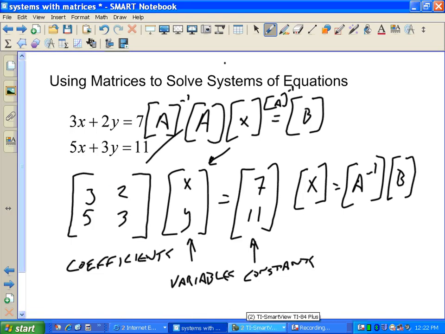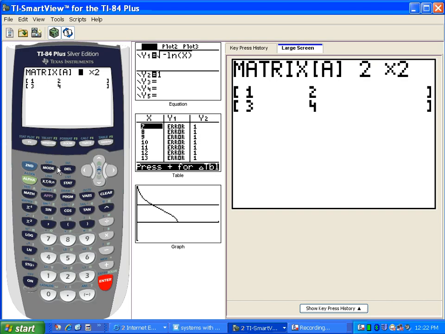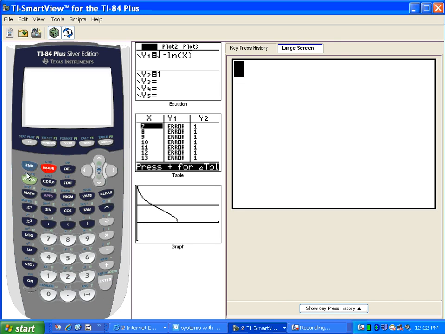All right, so I go back to my calculator. I'm going to call it a 2 by 2 matrix, and I'm going to put the numbers in: 3, enter, 2, enter, 5, enter, 3, enter. Okay, I've got matrix A. I quit to get out of there.